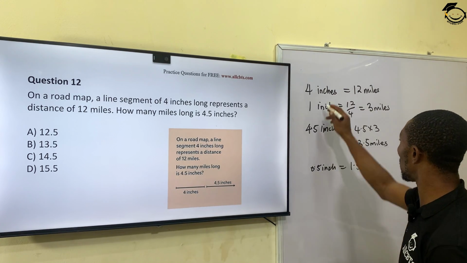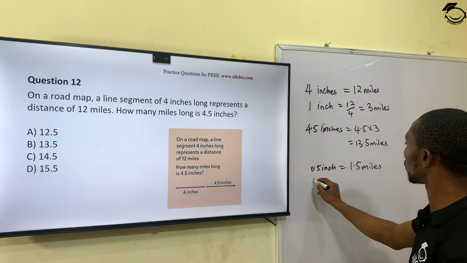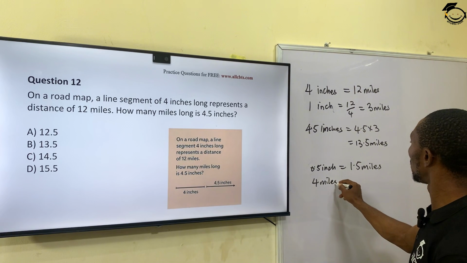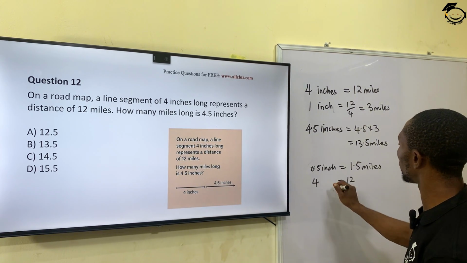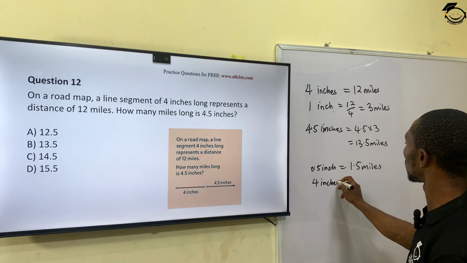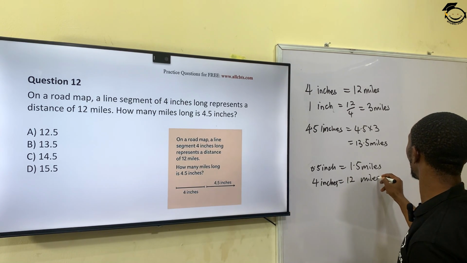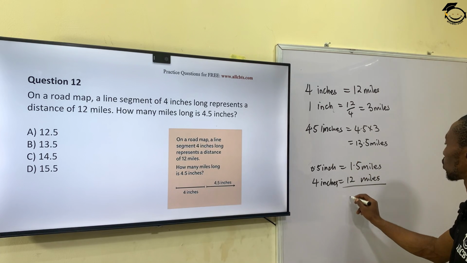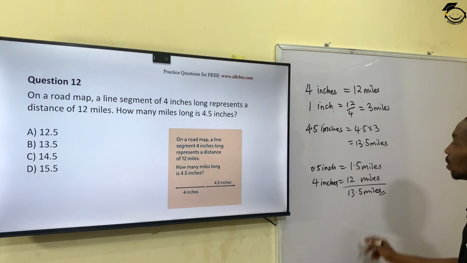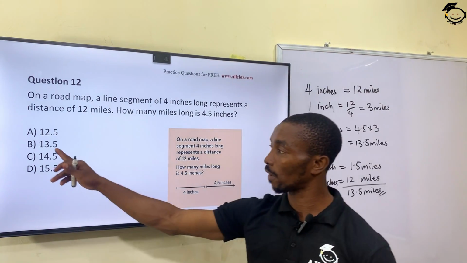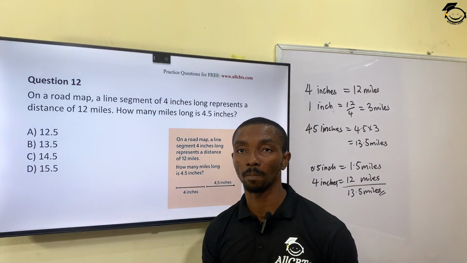So 4 inches is already 12 miles. Now adding this up, 12 plus 1.5 will give us 13.5 miles. So our answer will be 13.5 miles, which is option B.